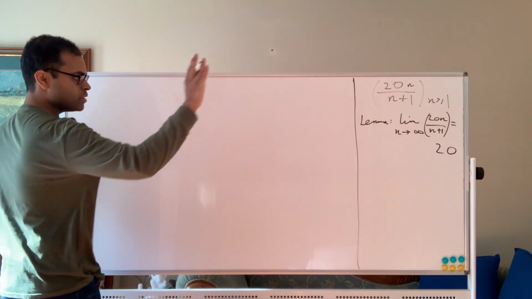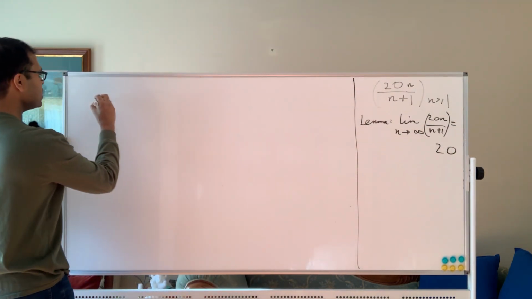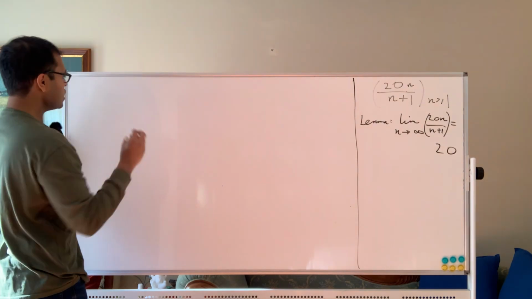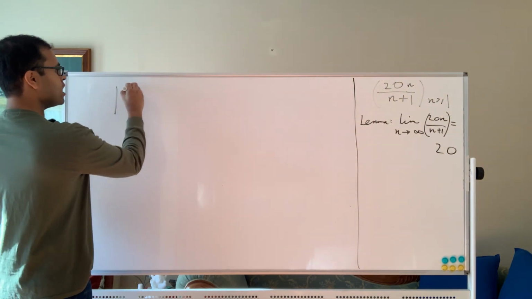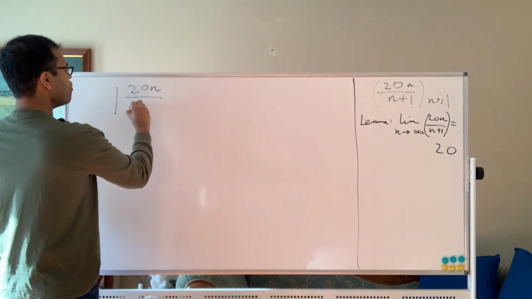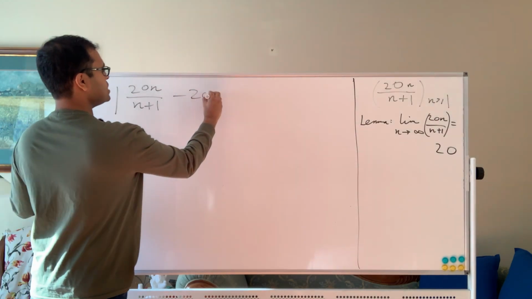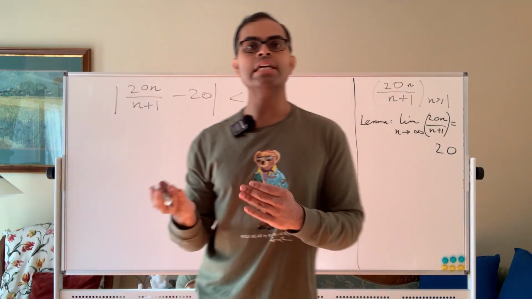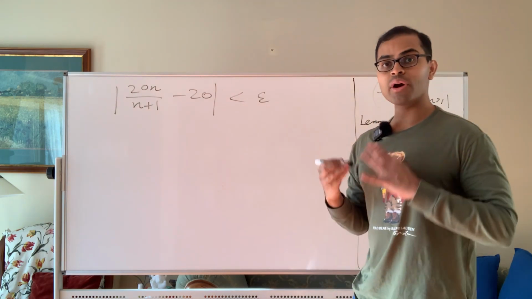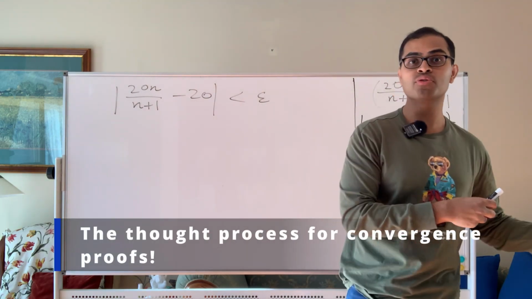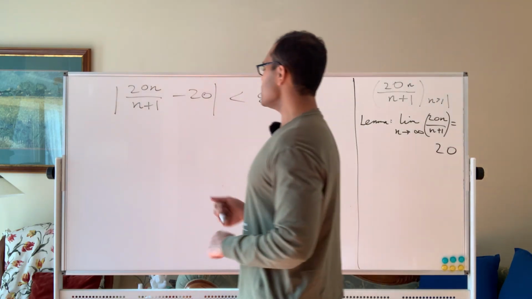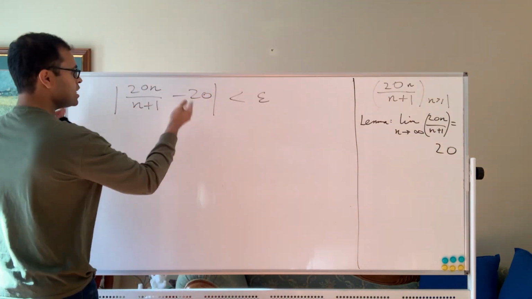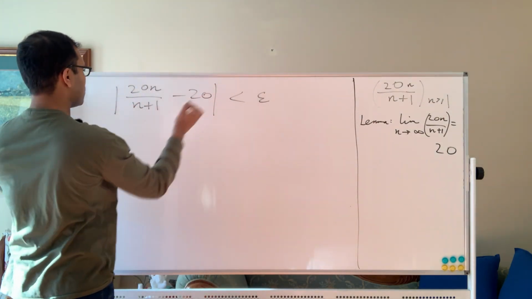Okay, so the way we're going to do it is as follows. We think the limit should be 20. So suppose we want to ensure that the absolute value of 20n over n plus 1 minus 20 is less than epsilon, right? What condition do we need on little n to ensure that? We're going to work backwards and then we're going to prove that that condition suffices. So here, how do we do this? Well, let's take the difference. Let's make a common denominator.